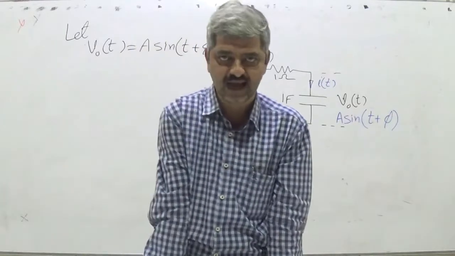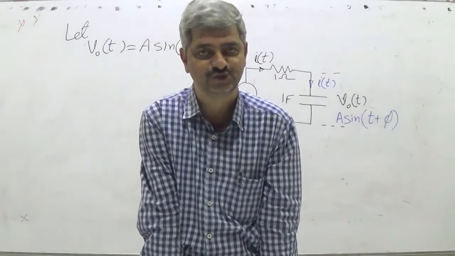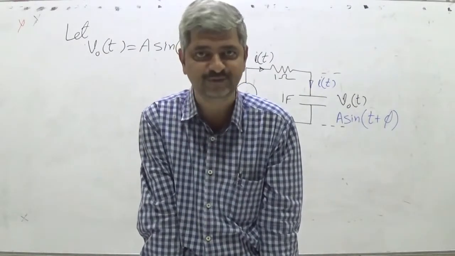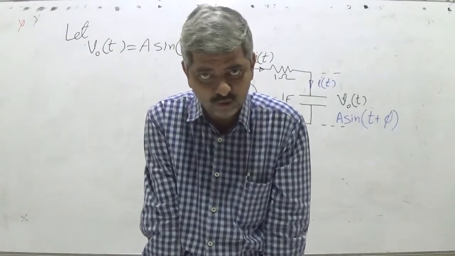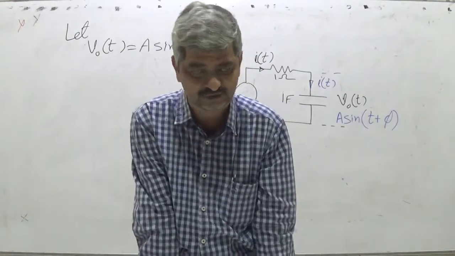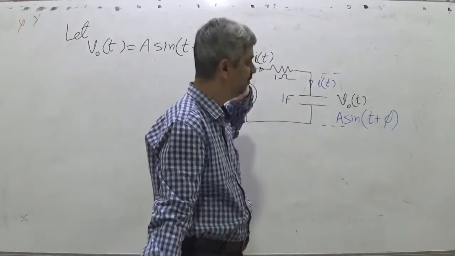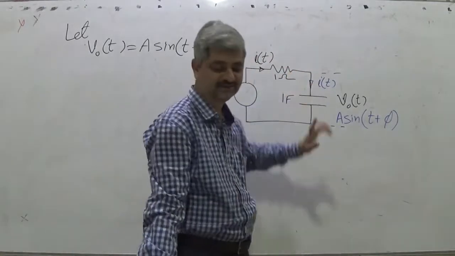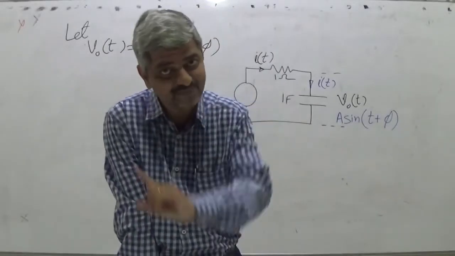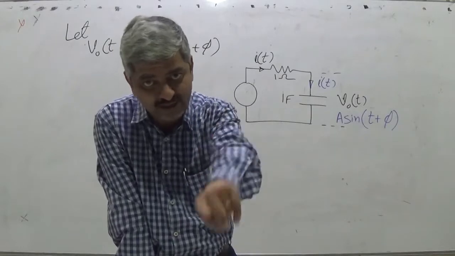The input voltage I have applied, that I know. The output voltage I have assumed. I know the resistor, I know the capacitor. Now I know the voltage across the capacitor, and I know the voltage across the resistor. How? The voltage across the resistor is the input voltage minus the output voltage. The voltage across the capacitor is the output voltage. Since it is a series circuit, the same current i(t) will flow.